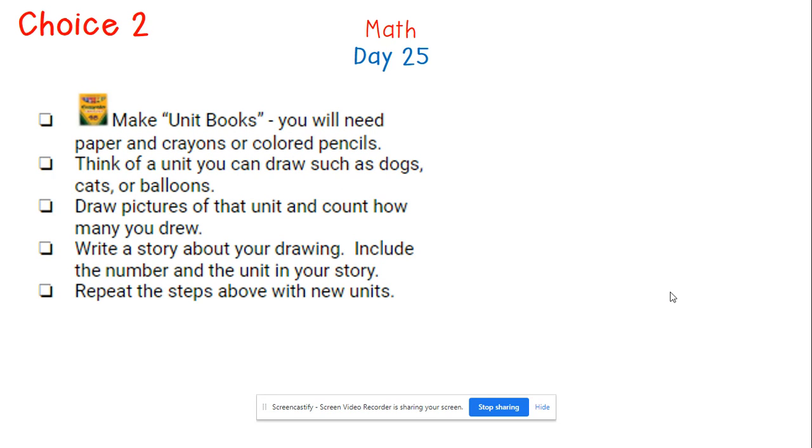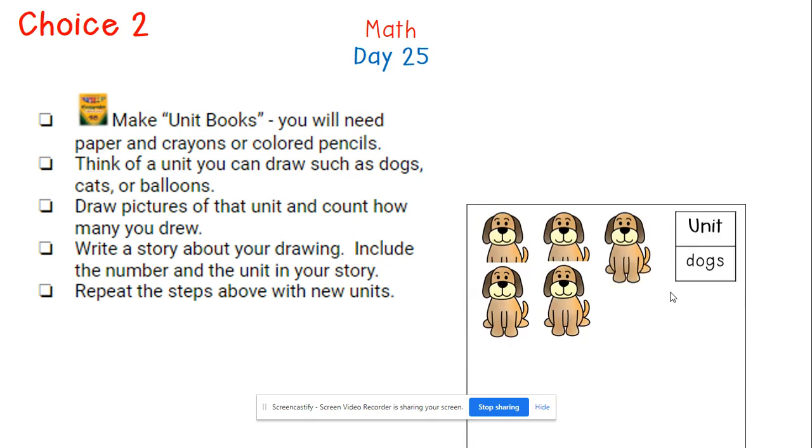Choice number 2 is you're going to make a unit book. You're going to need some materials like paper and crayons or colored pencils, parents, whatever you have laying around. You're going to think of a unit that you can draw, such as dogs, cats, or balloons. Draw a picture and count how many you drew. Then you're going to write a story about your drawing. Don't forget to include the number and the unit in your story. Remember, the unit is what you're talking about. So if you draw a picture of dogs, then your unit is dogs.